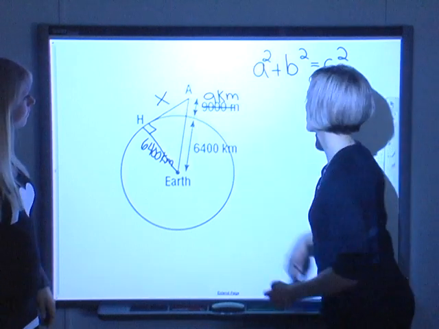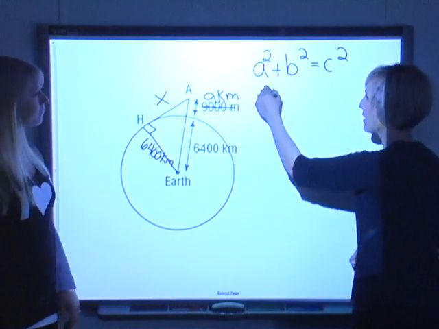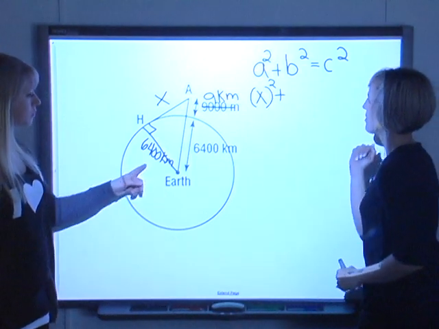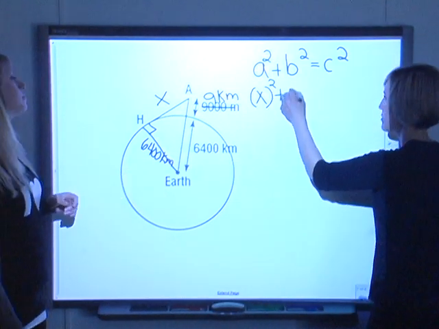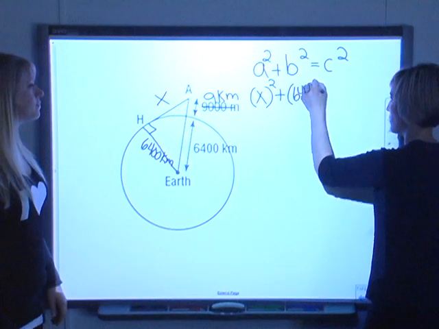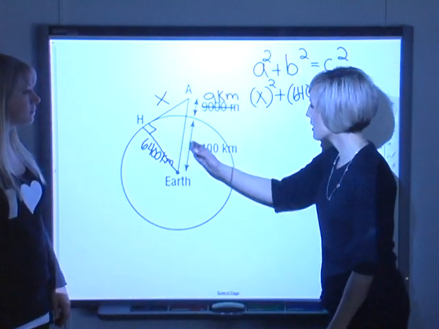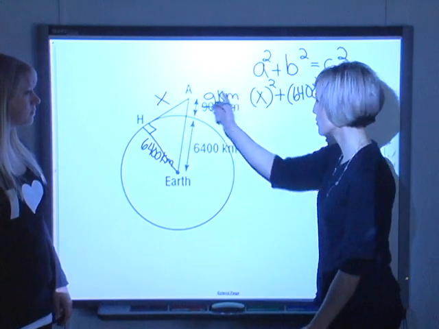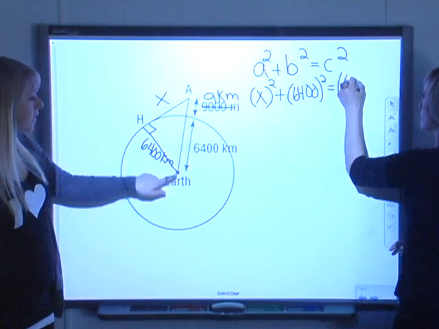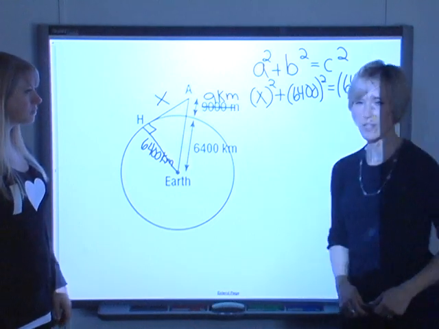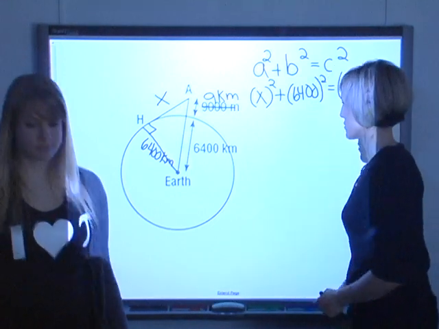Okay, so we're solving for x. I'll substitute the variable x into a here. The other short side of the triangle would be the 6,400 kilometers. And the long side would be these two line segments joined together, so 6,400 plus 9, all the way from A to the center, would be 6,409. You might want to get your calculators out for this one. We're going to be dealing with some fairly large numbers here.